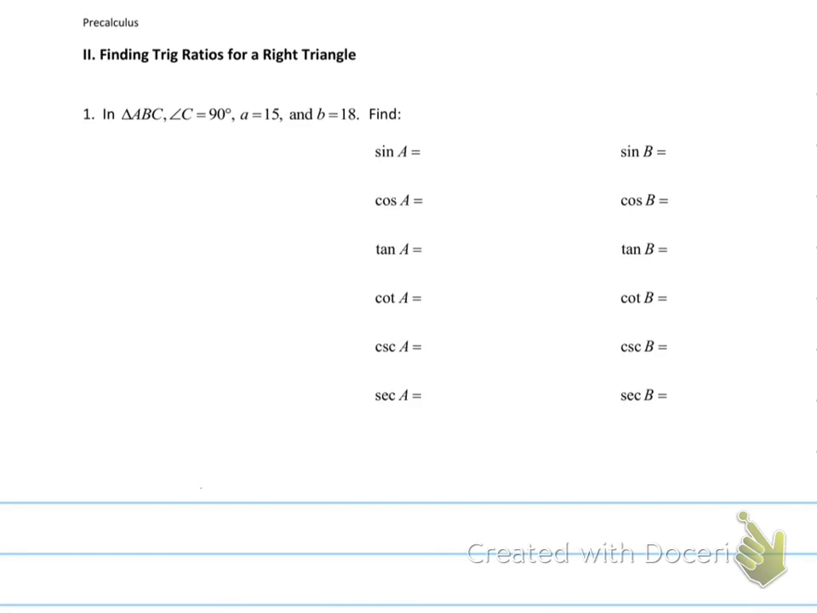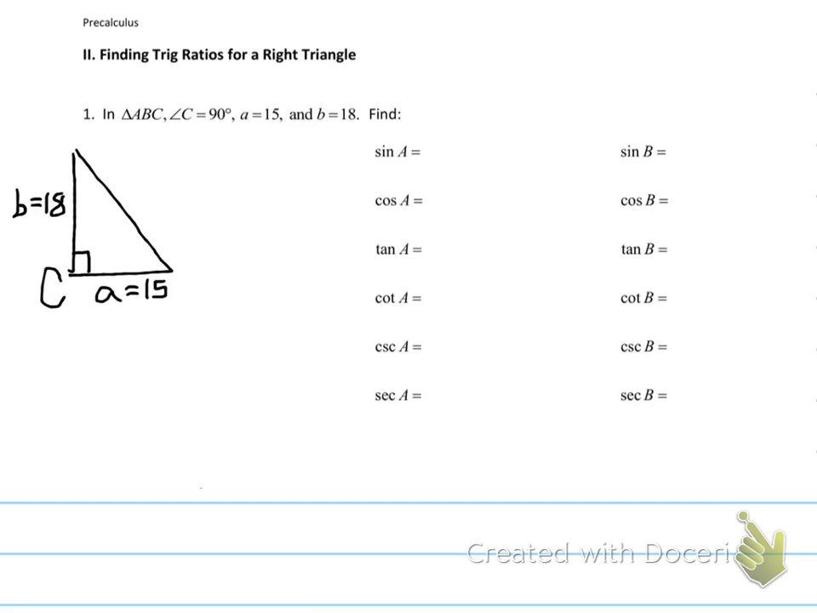So here's my triangle that they gave me. Okay, so it's a right triangle, and this angle is actually C because they said C is 90 degrees. A is 15 and B is 18. So let's just say A is down here, so we'll say A equals 15. And we'll say B over here equals 18.